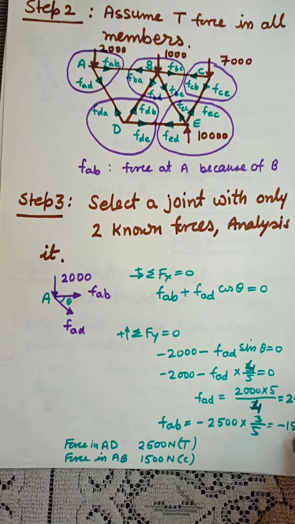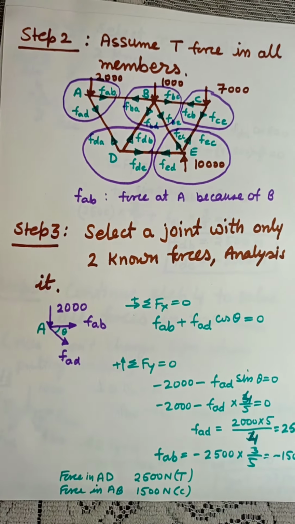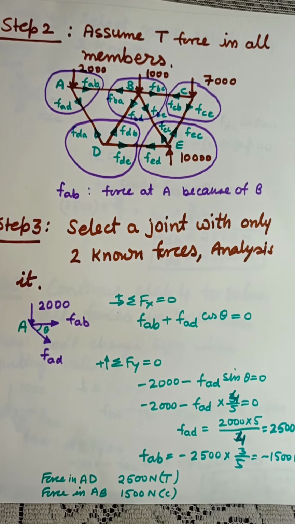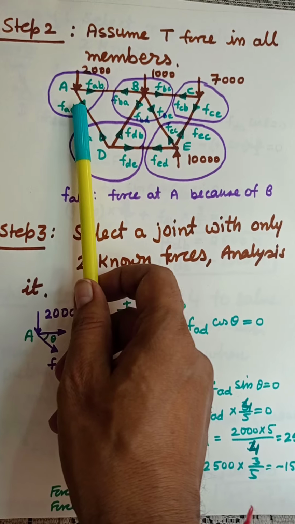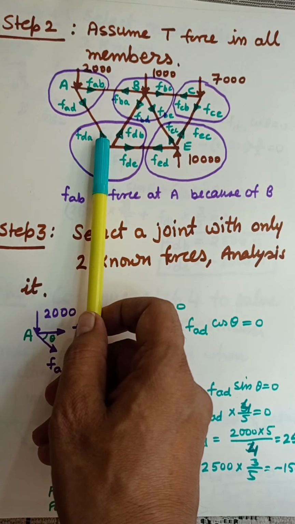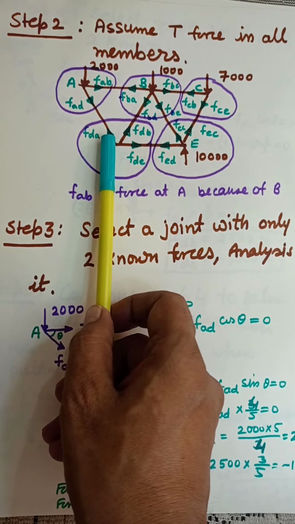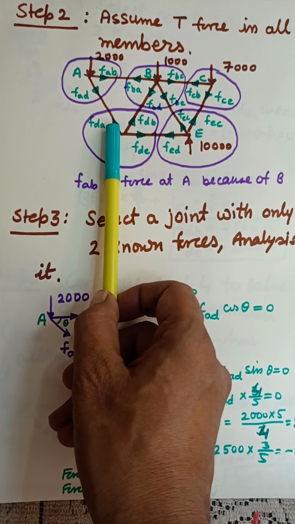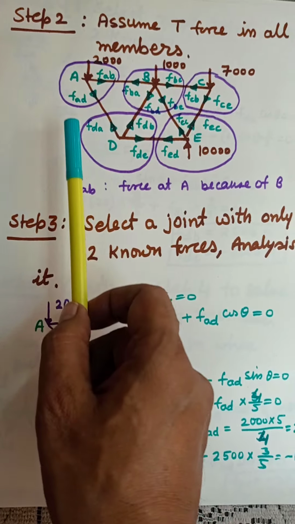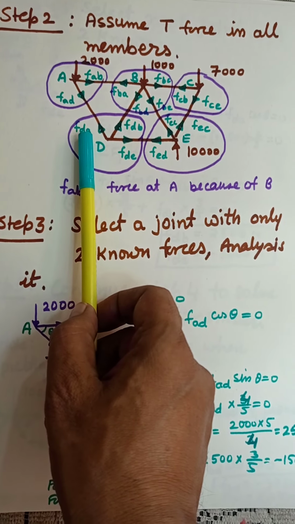Now the next step is to go to the next joint which has two unknowns. So we can go to joint D, because you have calculated this force, and it is going to be the same as this without change of sign. Keep it well in mind, you are not going to change sign anywhere throughout the question. So whatever is the value of FAD is going to be the value of FDA.